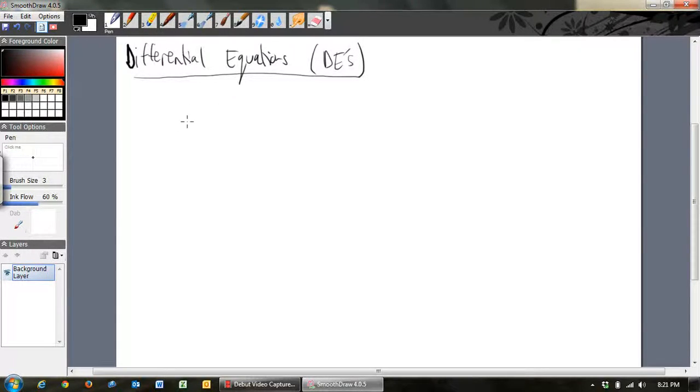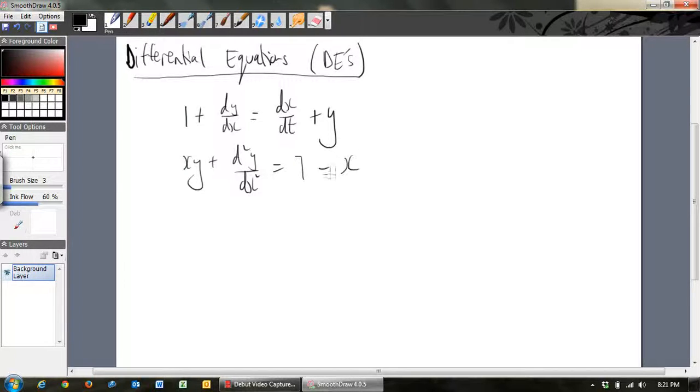Okay, so let's just have a look at that. What are differential equations? Differential equations are just equations that have derivatives in them. It could be any form of derivative. So you might get 1 plus that, plus y or something like that. It doesn't matter what the configuration is, if it contains a derivative of some sort, then it's a differential equation. Another one might be xy plus d squared y on dx squared equals 7 minus x or something like that. Again, it contains a derivative, so therefore it's a differential equation.